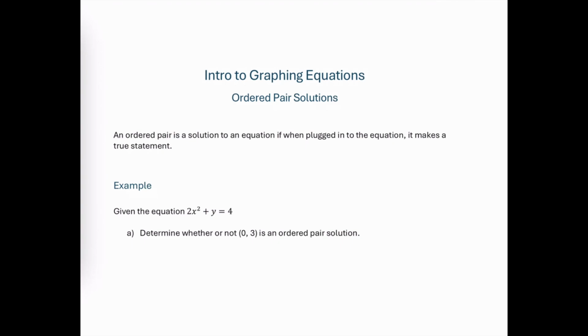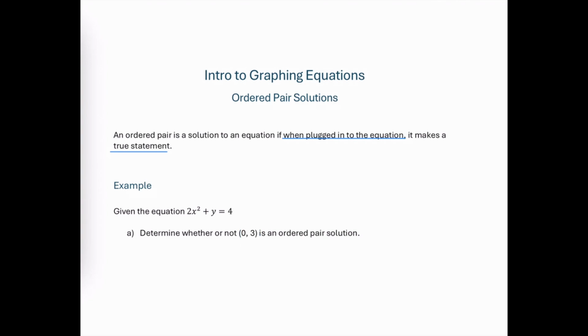An ordered pair solution is going to be a point that when we plug that into an equation, it makes a true statement. In this example, we're asked to determine whether or not the ordered pair 0, 3 is an ordered pair solution to this equation 2x squared plus y is equal to 4.